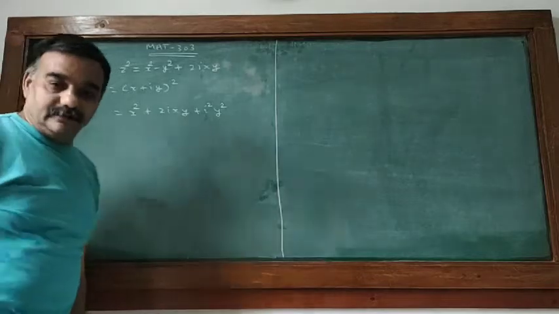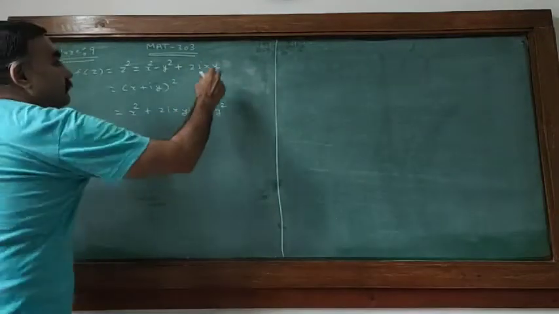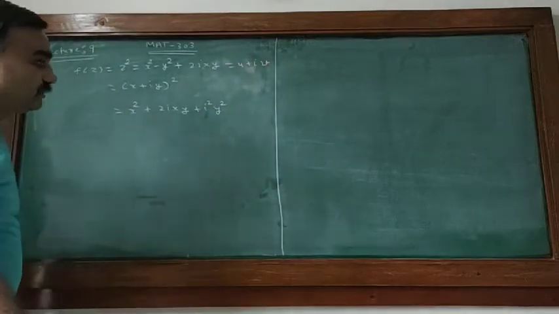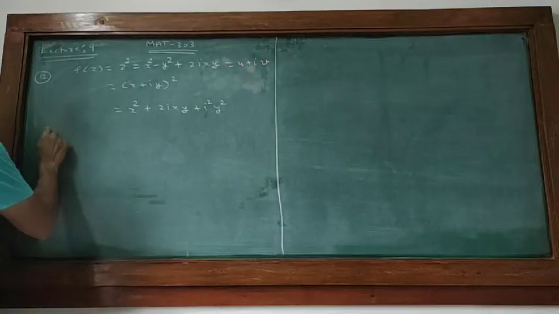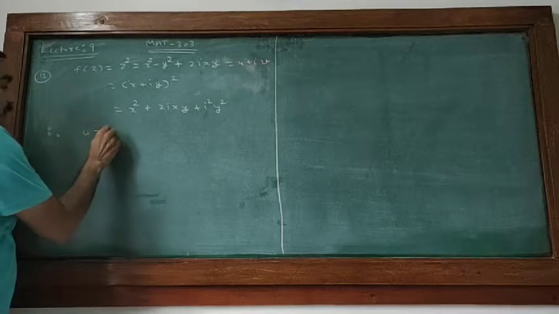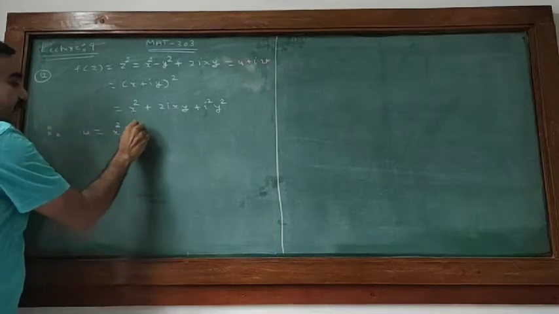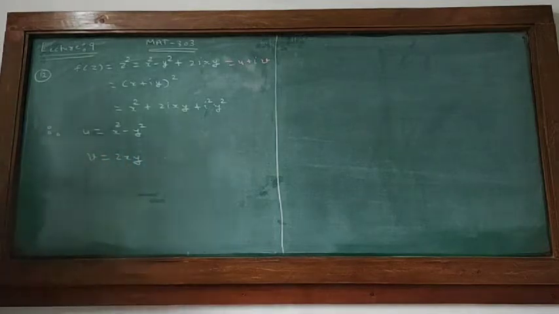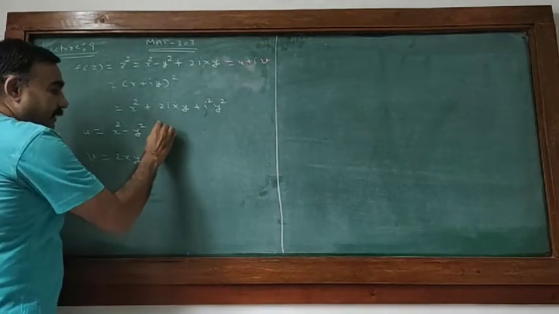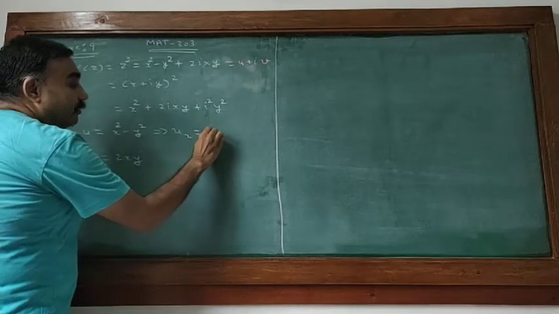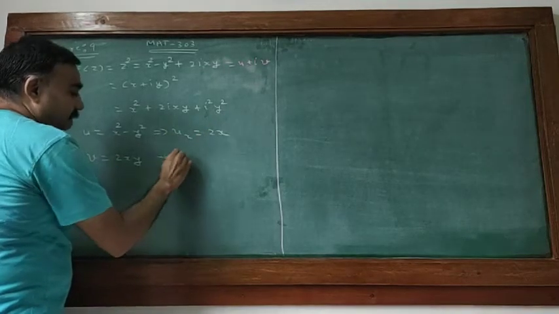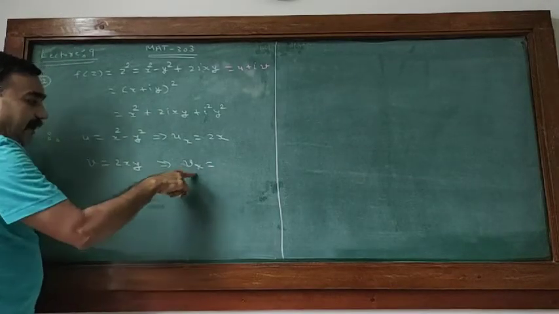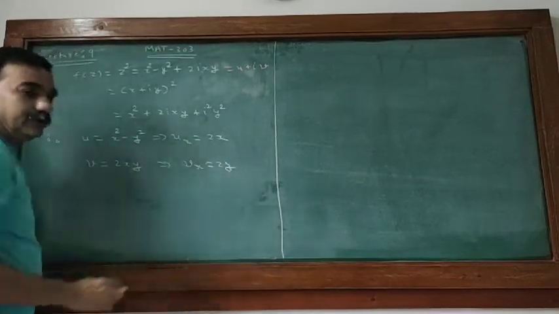Now if we compare this with u plus iv, the value of u is x square minus y square and v is 2xy. This implies u_x is 2x and v_x is 2y.